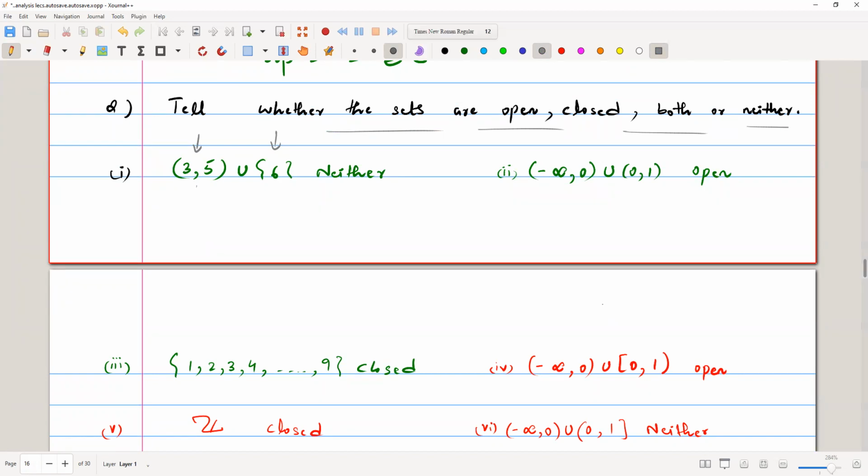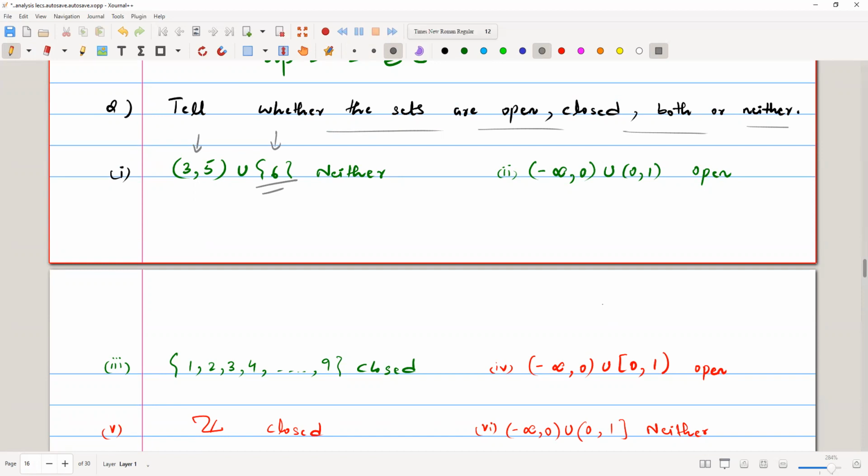if we check for the neighborhood of each point in this interval 3 to 5, we will get the neighborhood for each point. But when we arrive at this element 6, we cannot get any neighborhood for this element that belongs to the set. So this set is not open.